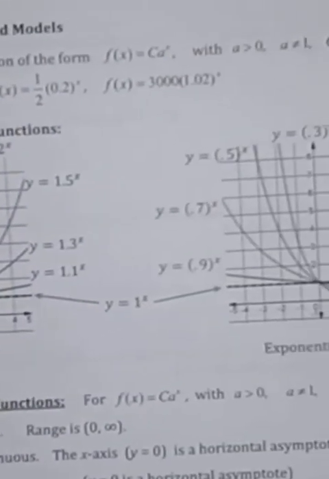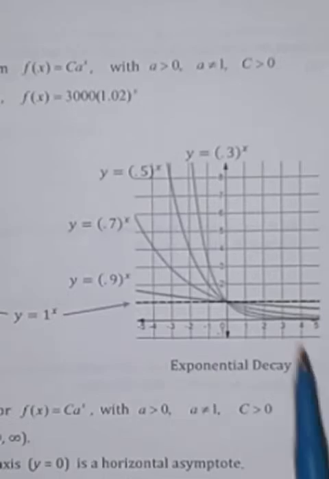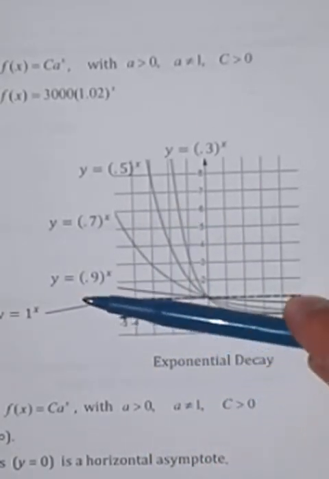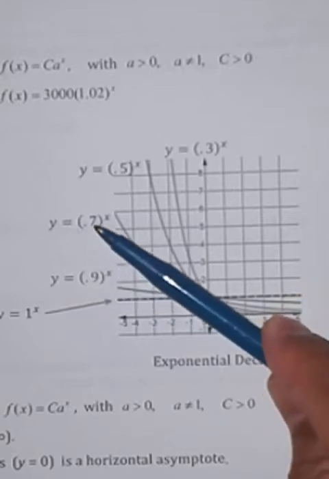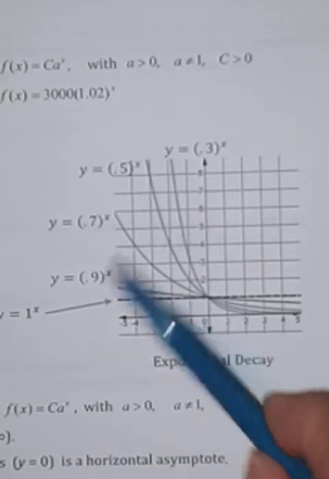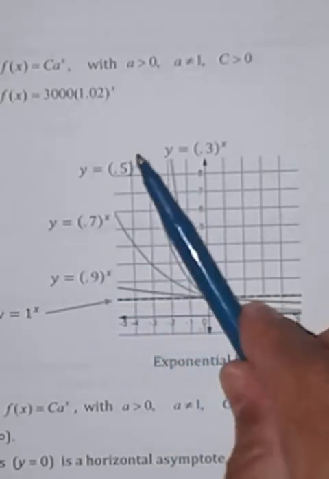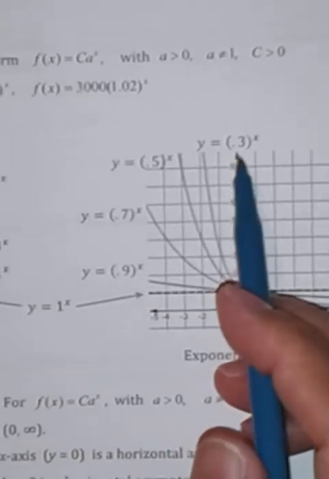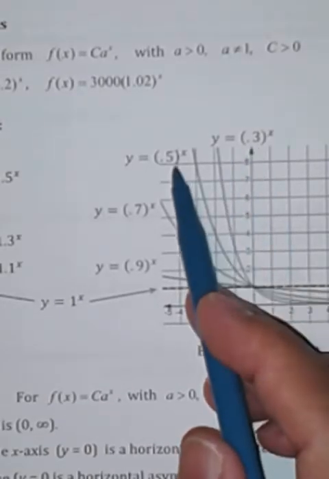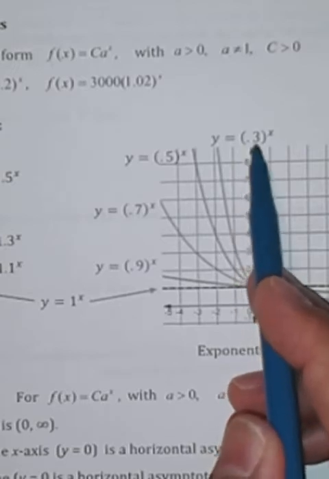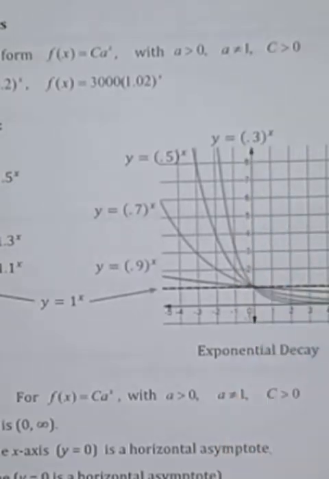If you look at the other one, these are a values less than 1 but greater than 0. The first one down here is 0.9 to the x, then y equals 0.7 to the x, y equals 0.5 to the x, y equals 0.3 to the x. As they get farther away from 1, they actually get steeper also. Notice the number actually gets smaller. 0.5 is bigger than 0.3, but 0.3 is steeper, the one with a equal to 0.3.